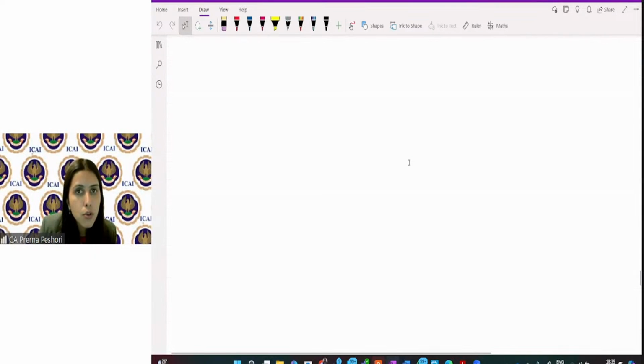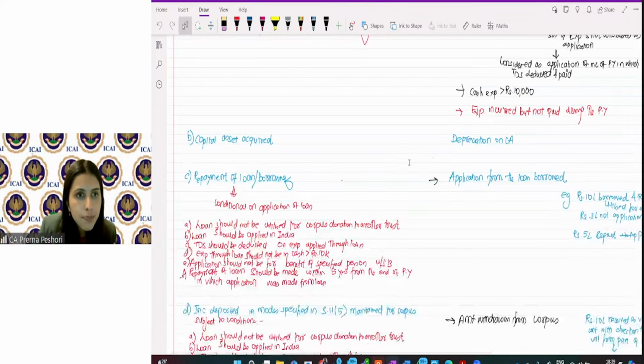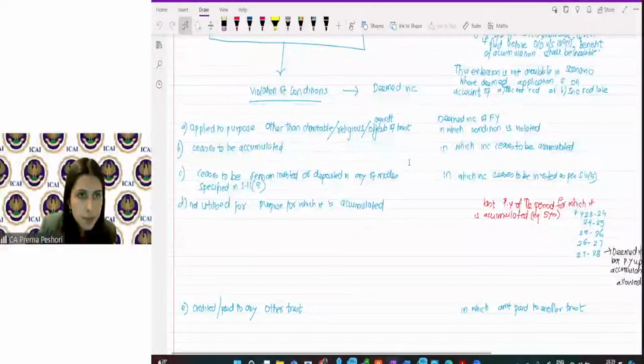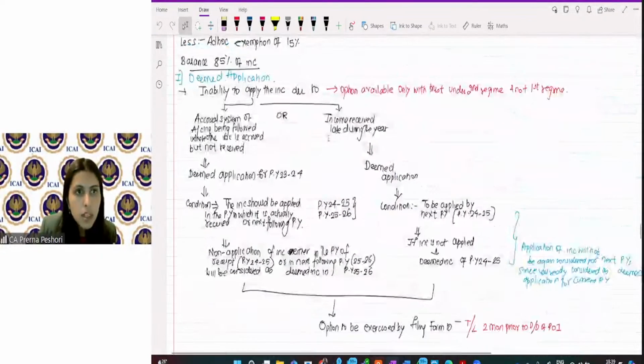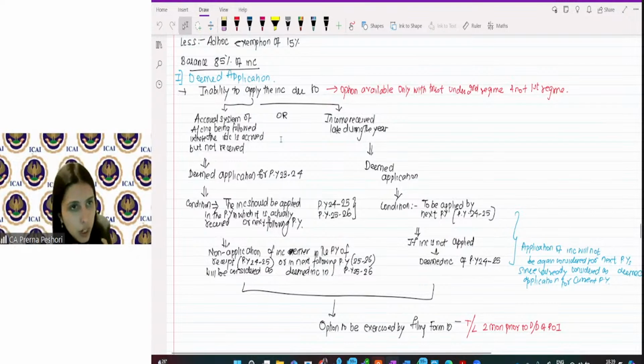I told you for the deemed application of income, accrual system of accounting is followed where the income is accrued but not received, and where the income is received late during the year. This will be applicable for the deemed application for this year, and the condition is that the income should be applied in the previous year in which it is actually received, or the next following previous year. But here the option is to be exercised for the deemed application by filing Form 10, and the time limit is 2 months prior to the due date of return of income.